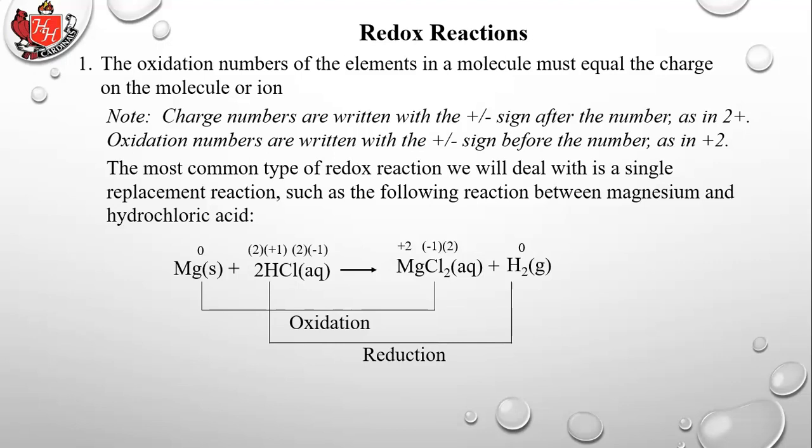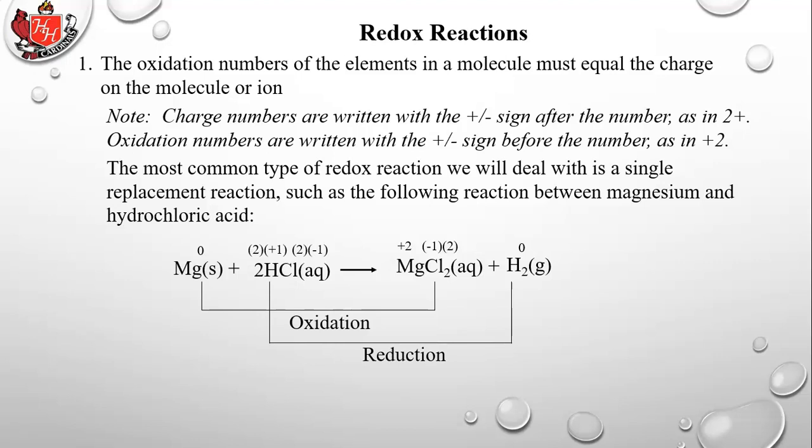So look at the magnesium. It started off as 0 charge. It gave up 2 electrons to those 2 hydrochloric acids, and now it has a 2 plus charge. So it's been oxidized. Its oxidation number has increased from 0 to 2.